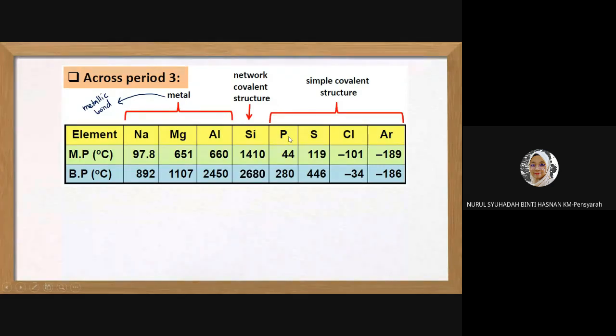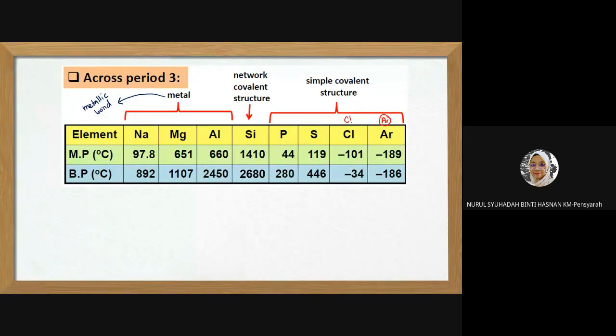Kemudian kita pergi dulu kepada phosphorus, sulfur, chlorine and argon. Okay. So dekat sini, these 4 element, as you can see over here, dia punya melting point and boiling point adalah rendah dan dia tak tersusun. Kita boleh kata dia tak tersusun dekat situ. Okay. Sebab apa? For these 4 element, dia akan wujud sebagai simple covalent structure.